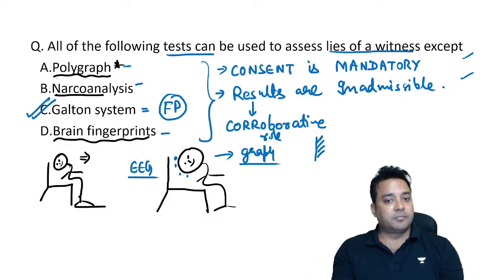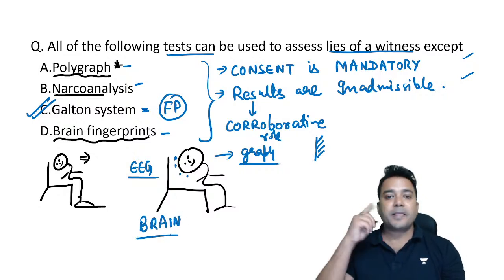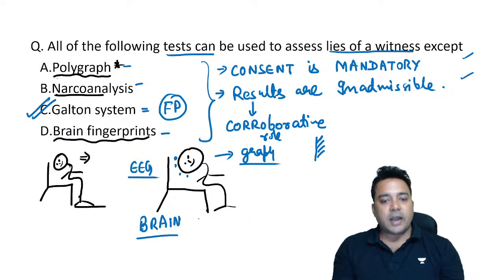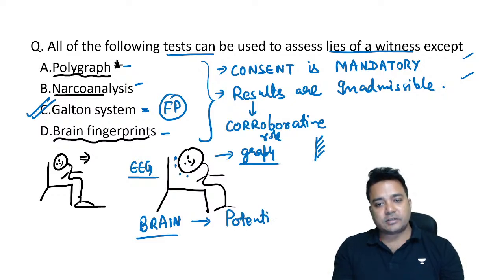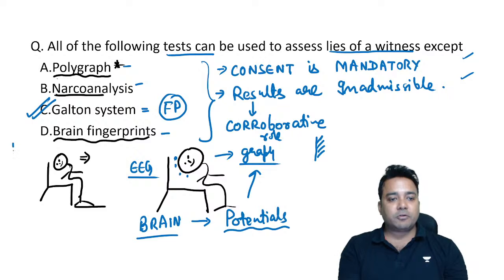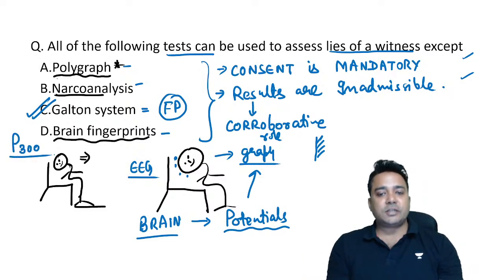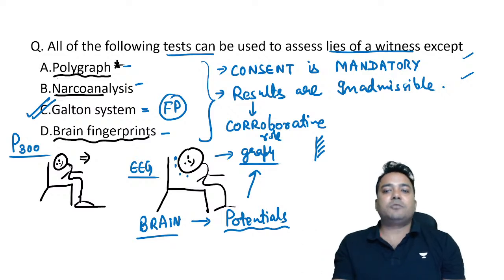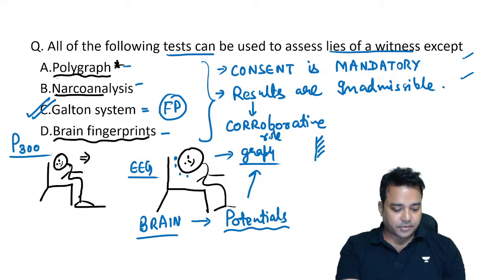पर्सन इज टेलिंग अ लाई but his brain will recognize that I have seen this thing. Brain has got a memory, and what will the brain start to do? It will start to release memory related potentials, and these potentials will be caught on the graph, and these potentials will be released every 300 millisecond. इसीलिए ब्रेन फिंगरप्रिंटिंग को एक और नाम से बुलाते हैं P300 टेस्ट. because these memory related potentials are released. तो आदमी तो झूठ बोल रहा है, ब्रेन झूठ नहीं बोलता. That is what is brain fingerprint.